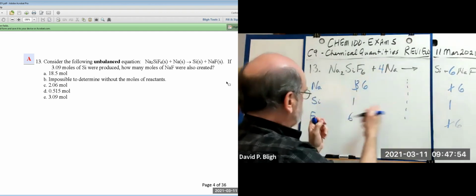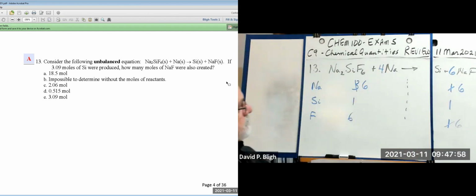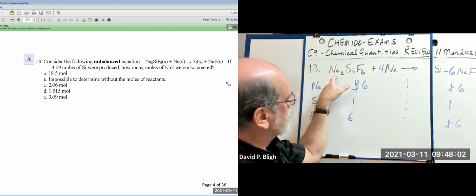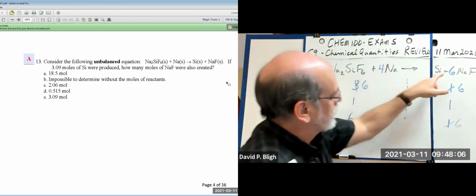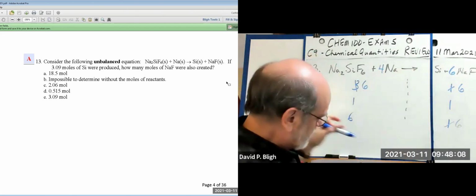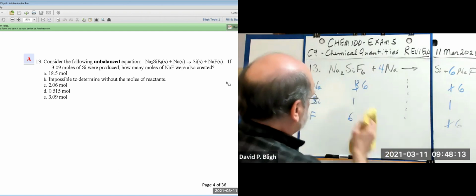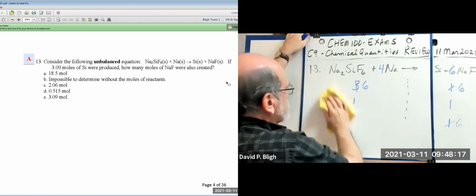And we got 6 there and 1 there. It's balanced. So with a 4 here and a 6 there, and let's see, 2 sodiums, 4, 6, 1 silicon, 6 fluorine. Right. It's confirmed. Now let's remove all this stuff. That erases pretty good.